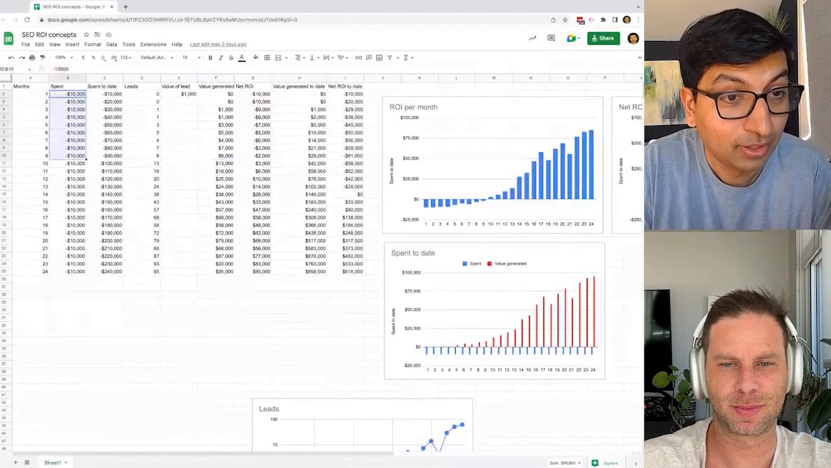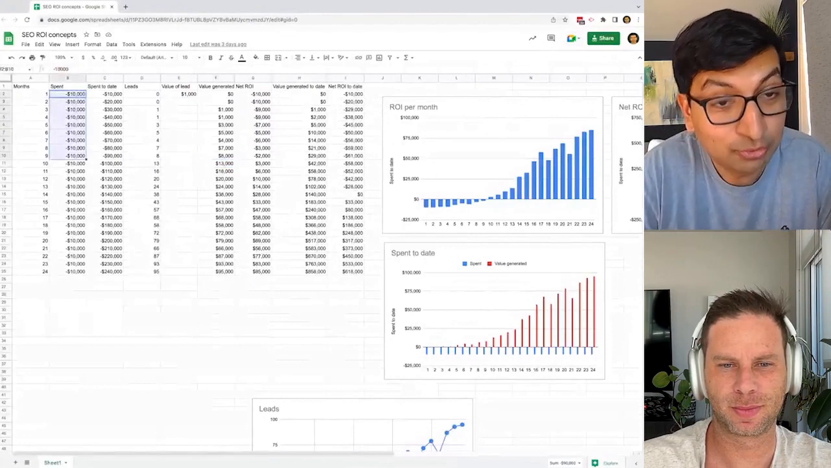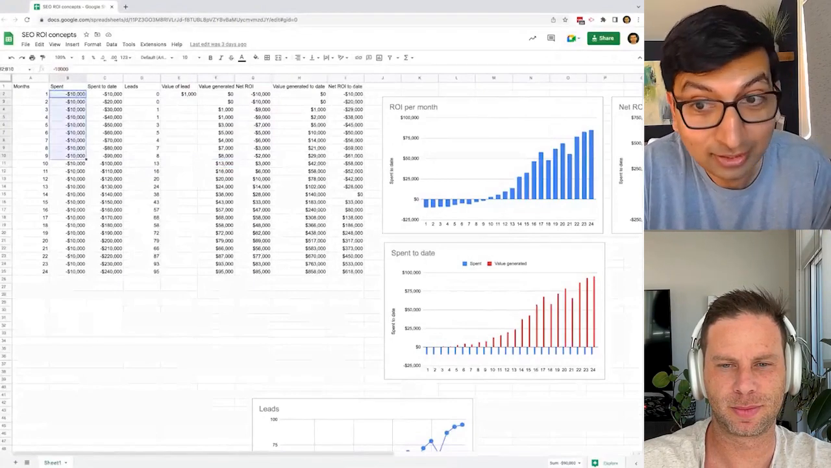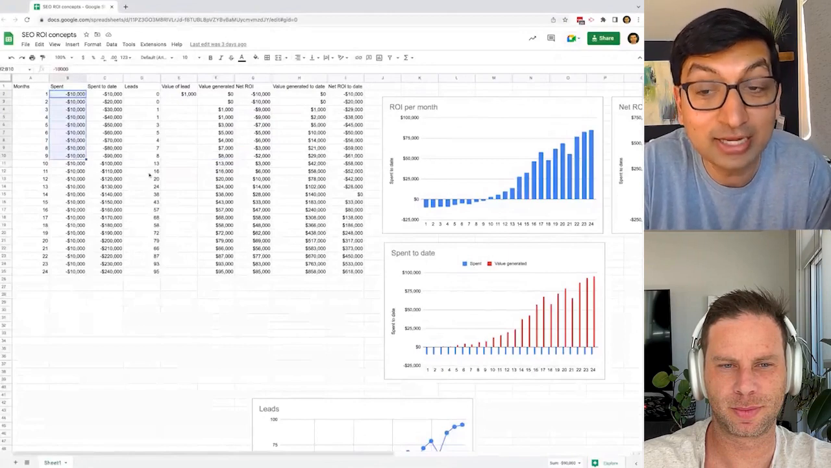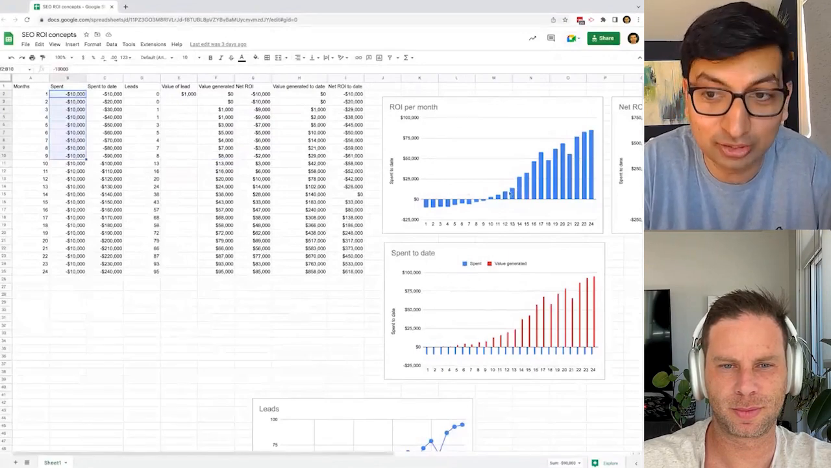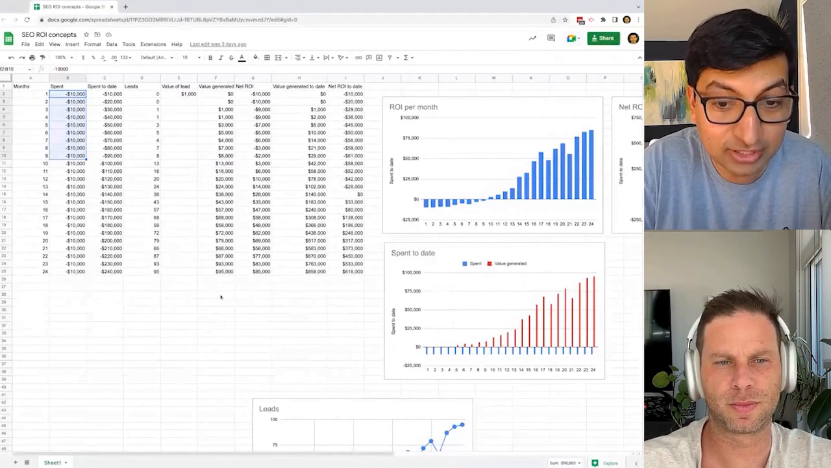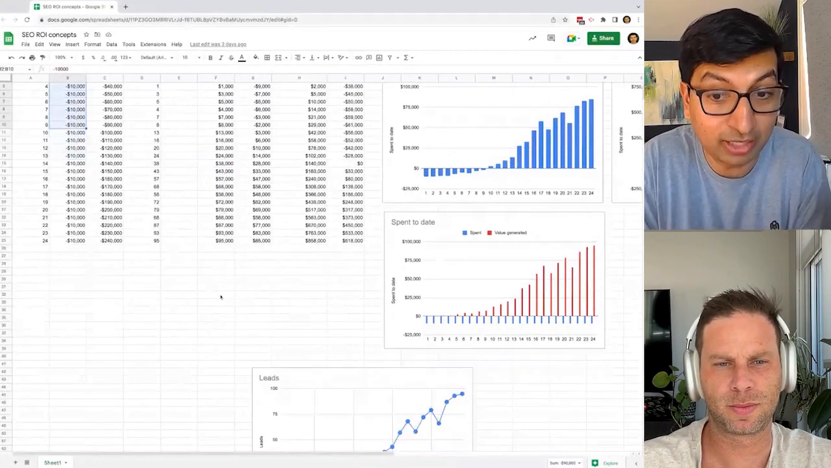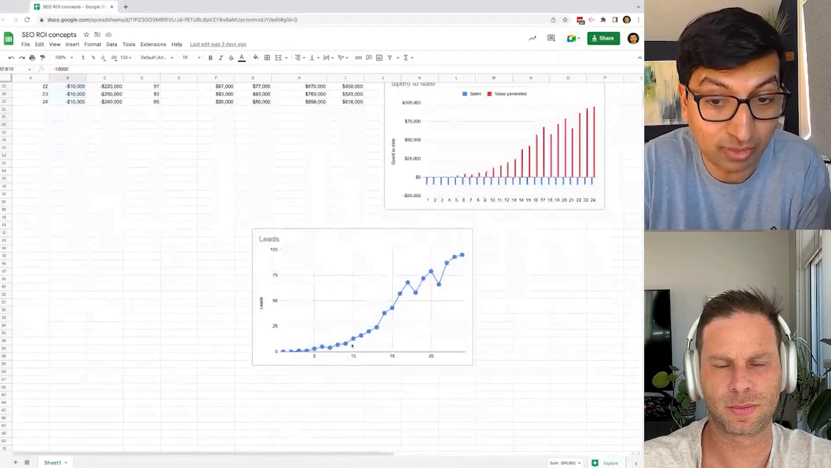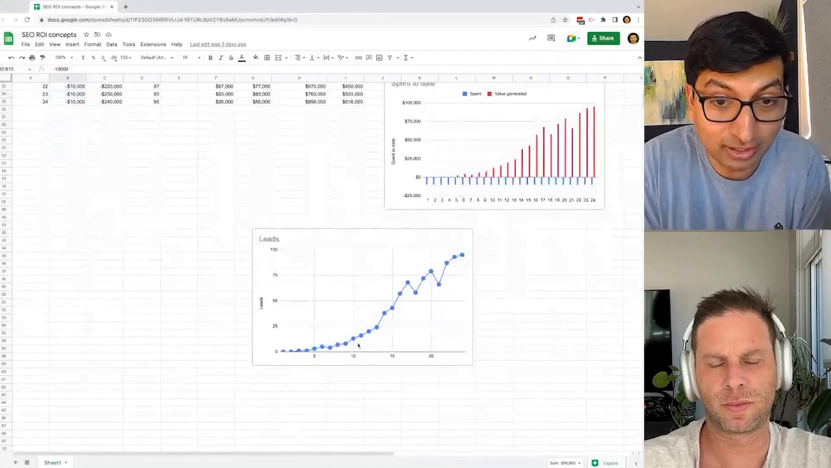It's going to take forever to make that up. The answer is no, it's not. It's actually not going to take forever at all. And this is where SEO as a channel really starts shining. Why? Because inevitably these lead graphs have this long ramp as you're waiting for things to rank. And then once it starts ranking, you start ranking.